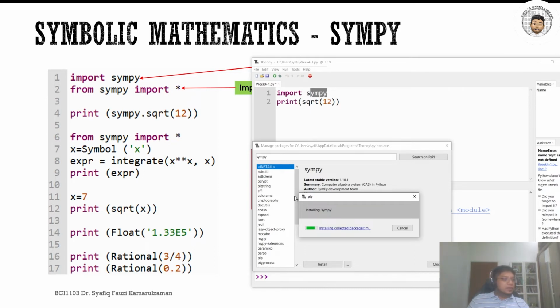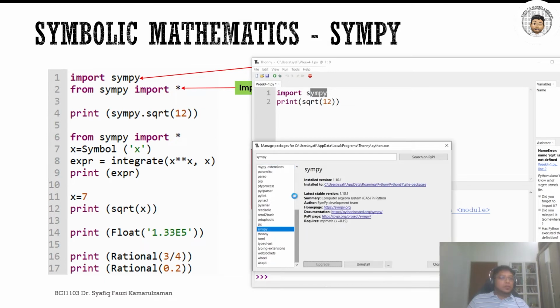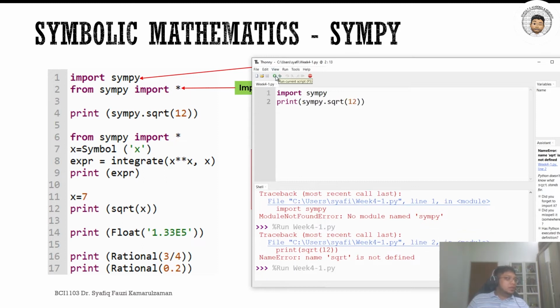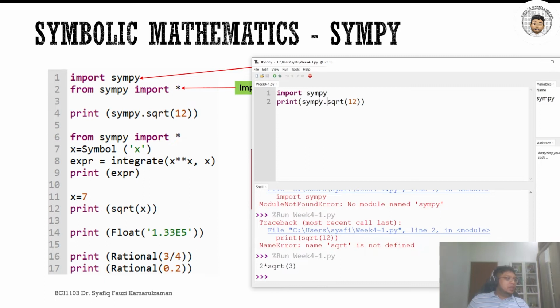It might be a little bit long, so just wait for a few moments. While we finish, okay, close. Let's try again. Or do I need to restart? Oh no, I don't need to. So you see here when I use SymPy dot square root 12, I got 2 times square root 3. So this is one of the SymPy benefits.